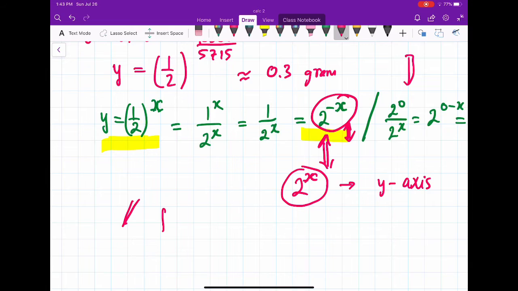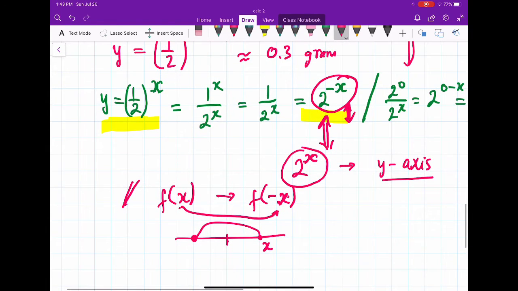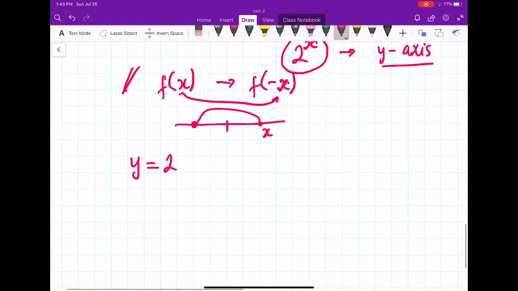In general, if you have the function f of x, you may find the graph of the function f of negative x. Those graphs should be symmetric with respect to the y-axis because you just change from x to negative x. Basically you move from x to this point, but you still keep the y. Is it correct? So that's how we can do that. Agree? All right, so let's graph the function y equal to 2 to the x, and then we take the symmetry with respect to the y-axis.